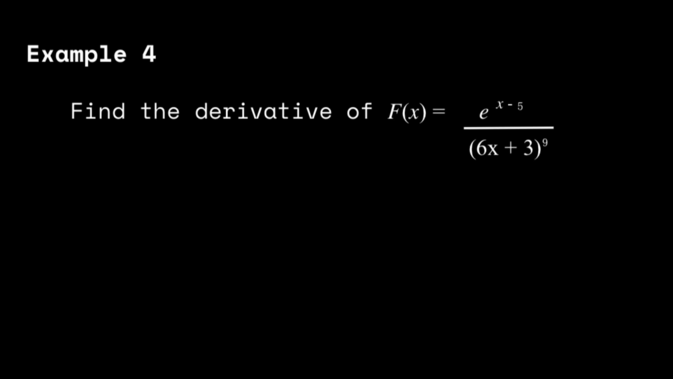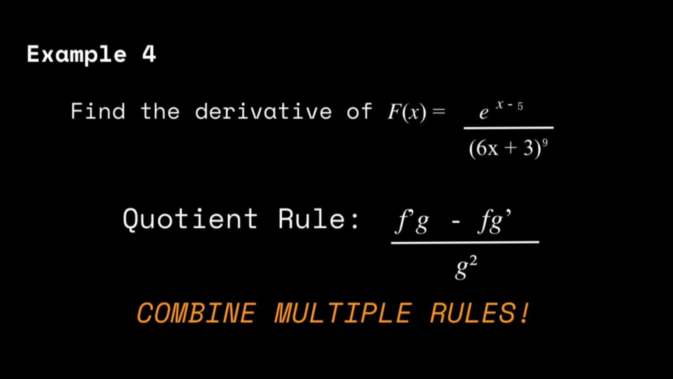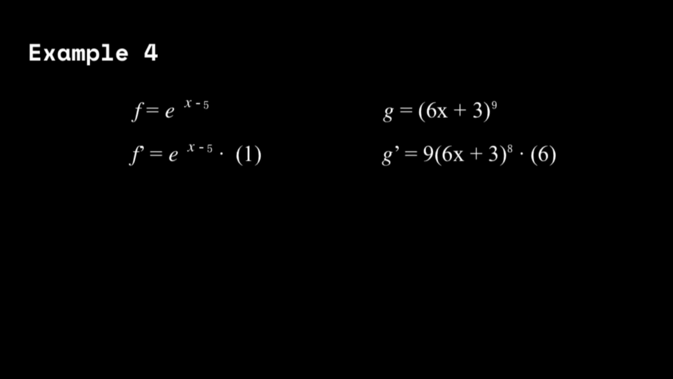You would think that you could only use the quotient rule for this, but since we see that there is an inside and outside function for both the numerator and denominator, we have to use both the quotient rule and the chain rule. So to begin solving this problem, when we use the quotient rule, we find what our f and g of x are. In this case, f is equal to e to the x minus 5 and g equals (6x plus 3) to the 9th power.